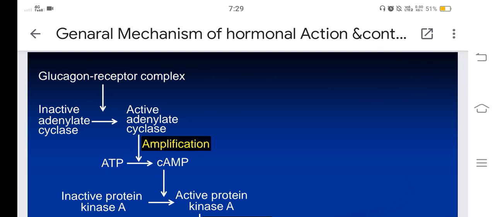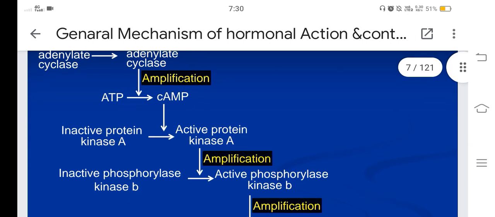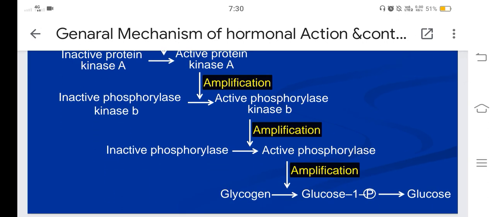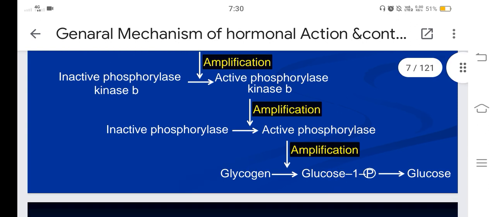Glucagon receptor complex, inactive adenylate cyclase, active adenylate cyclase, then amplification will be taking place. ATP changes to cAMP, then inactive protein kinase A, then active protein kinase A, there will be amplification again. Inactive phosphorylase kinase B turns into active phosphorylase kinase B, then that will lead to amplification again, then inactive phosphorylase turns to active phosphorylase. Later there will be amplification. Along with that, glycogen transfers into glucose 1-P, then glucose.